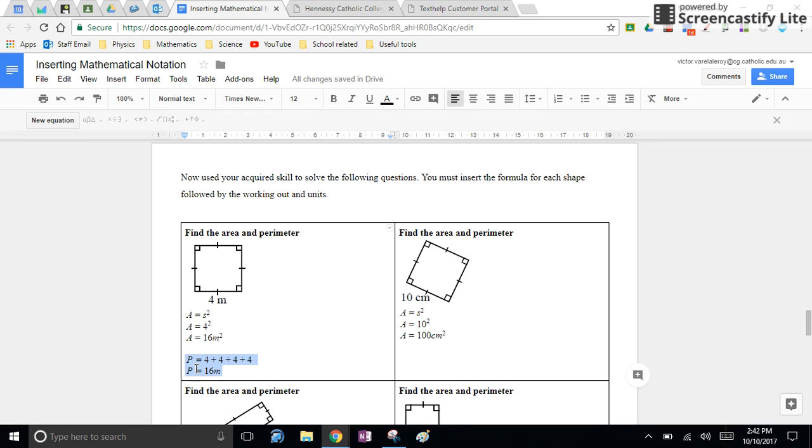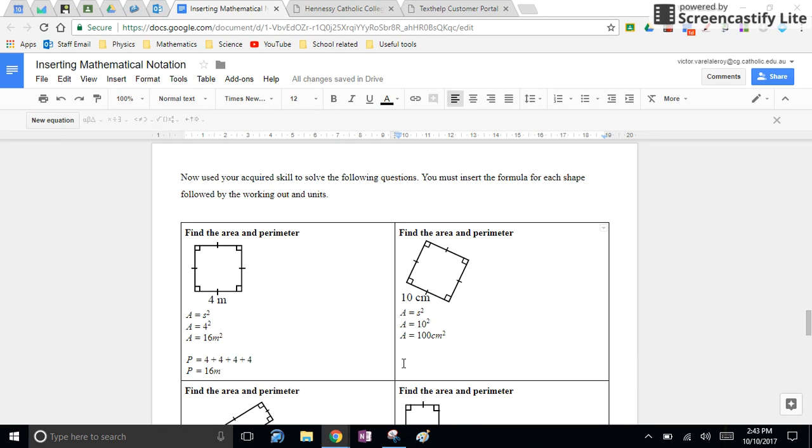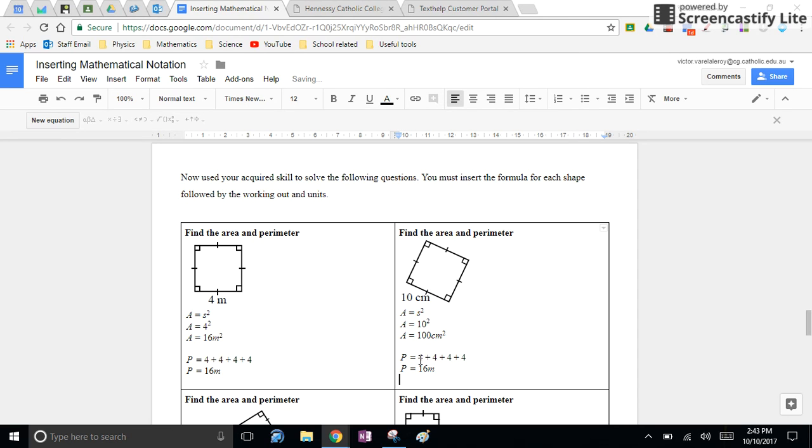So we can go there, highlight all of it by holding your mouse, right click on it, copy, go over here, right click and paste. And this time, obviously it's not 4, it's going to be 10. So we can go to the equation and we can change that to a 10, that to a 10, that to a 10, 10, and you know 10 plus 10 plus 10 plus 10 is 40.